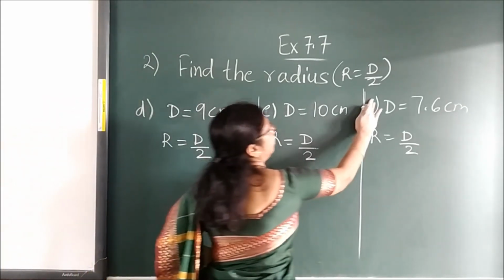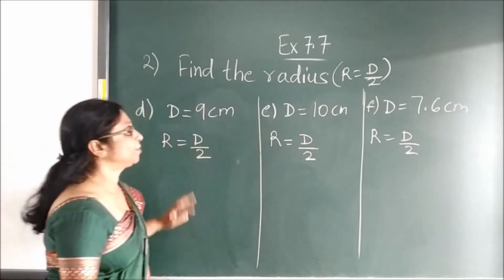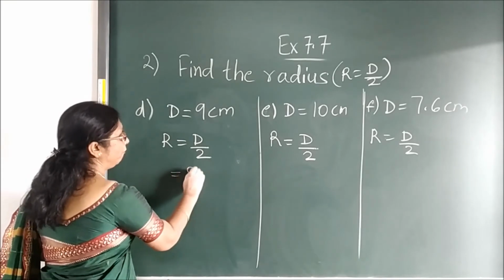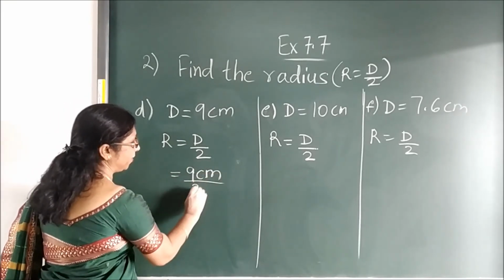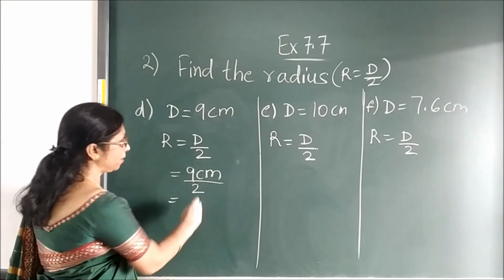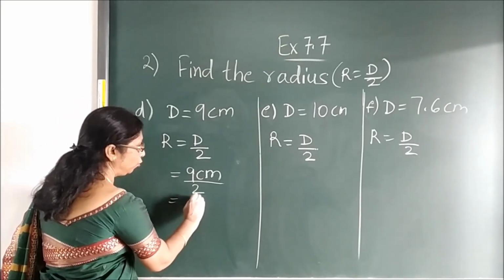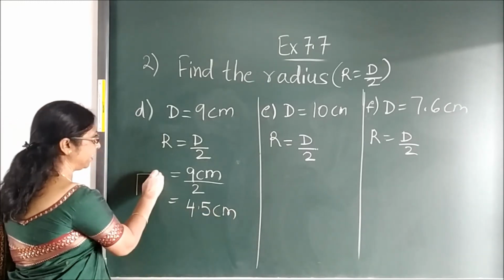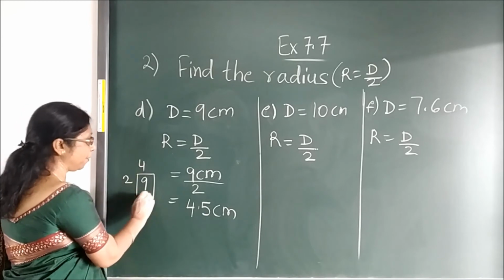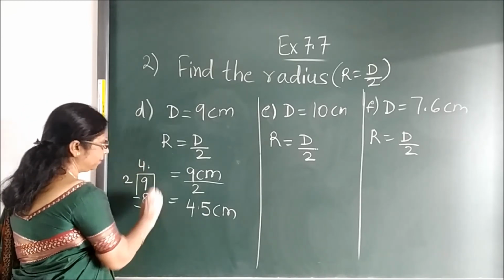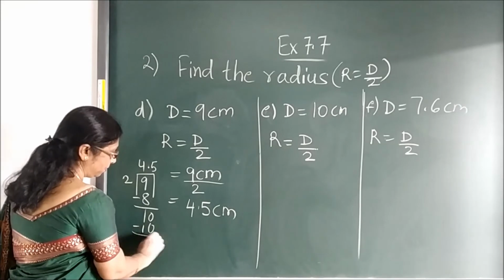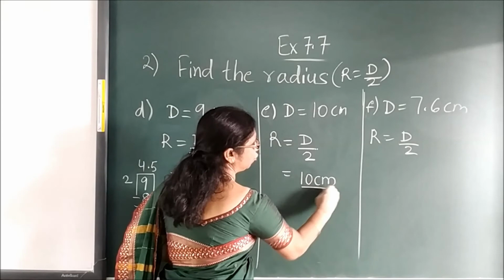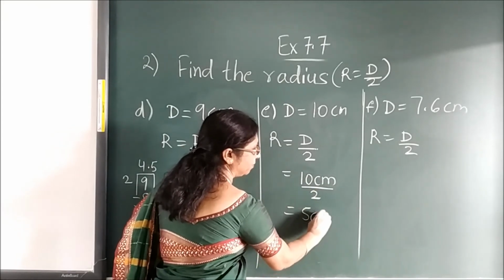Now we will see children, D, E and F sums. You see here the same formula, we will put it, then place the value. 9 centimeter divided by 2. When you carry out division, children, what will you get? You see 2 4s are 8 and 2 5s are 10. If you divide, you will easily understand this division. 2 4s are 8 point, then 2 5s are 10. Then here the same, D is 10 centimeter upon 2. When you divide, you will get 5 centimeter.